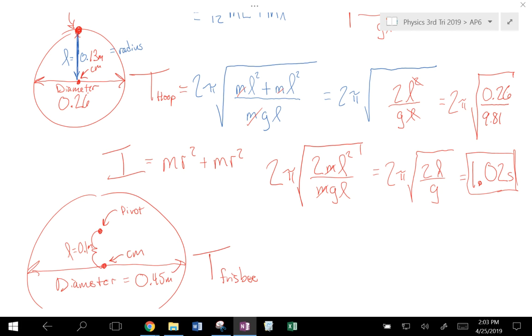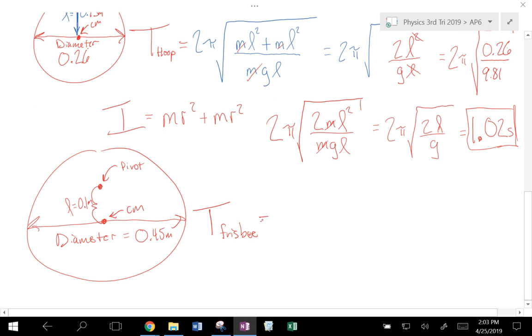All right. Redemption time. So 2 pi root, I'm going to have 1/2. Tripped over the first hurdle. 1/2 m r squared plus m times l squared, and that's over m g l.